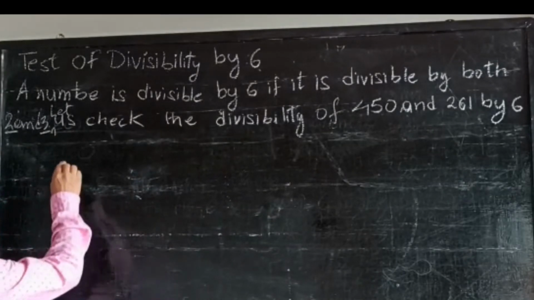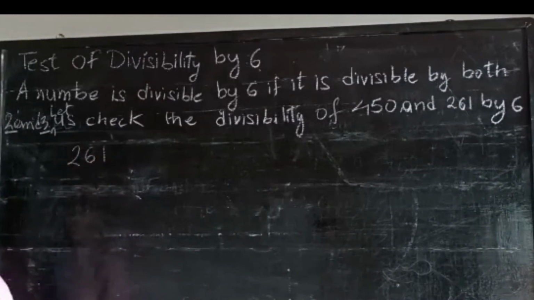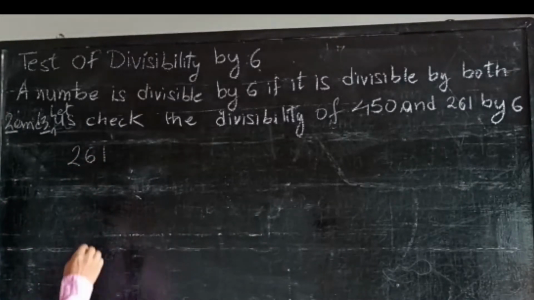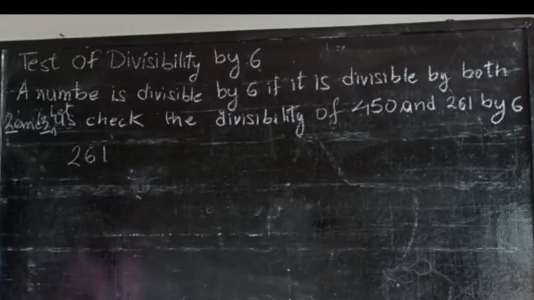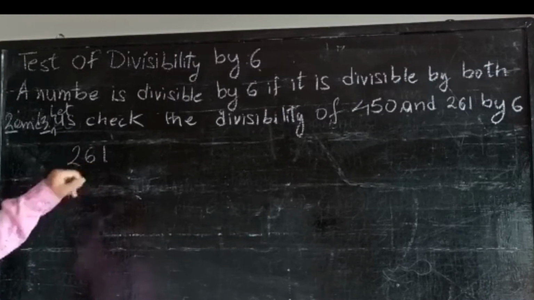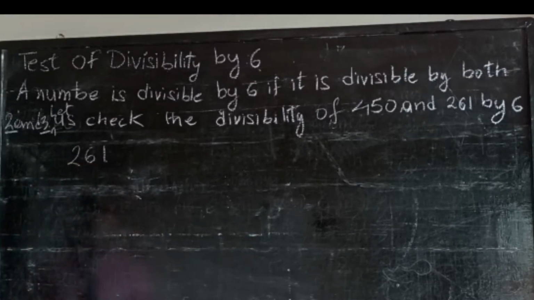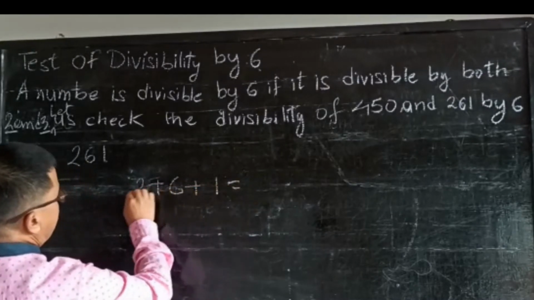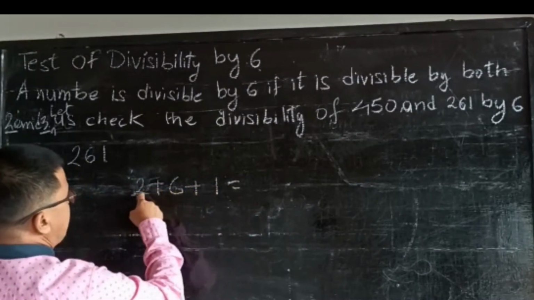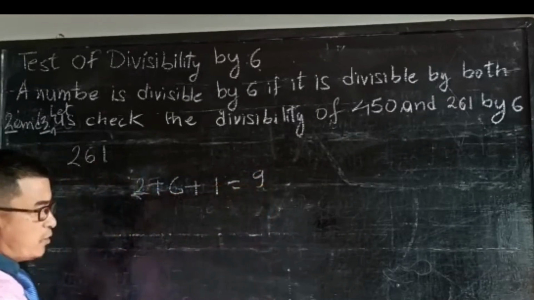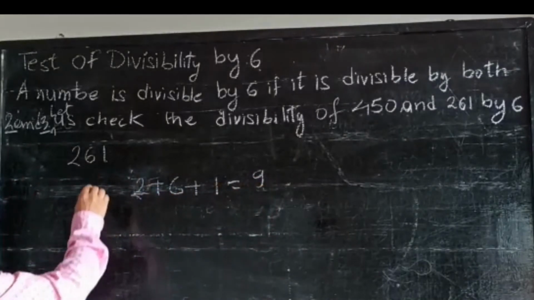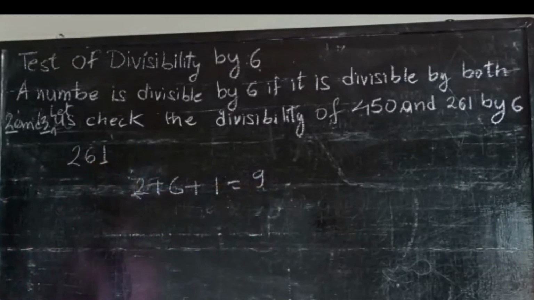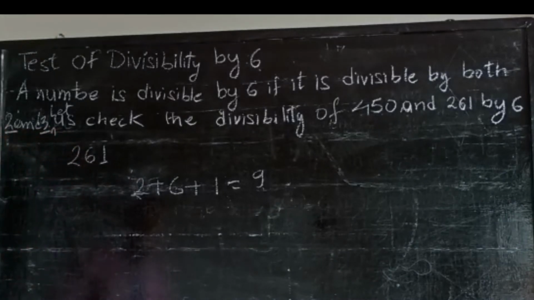The next one is 261. Is this number divisible by 6? Now look, the last digit 1 is not divisible by 2, so we will find the answer. 2 plus 6 is 8, plus 1 is 9. This is a multiple of 3. But since the last digit 1 is not divisible by 2, this number cannot be divisible by 6.